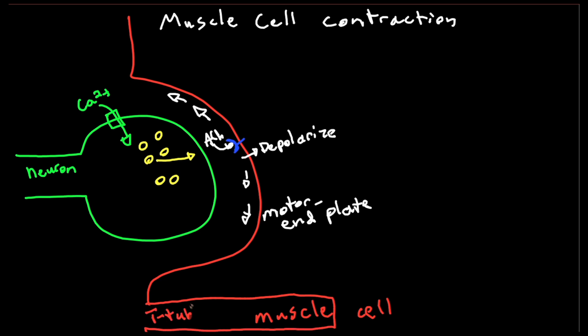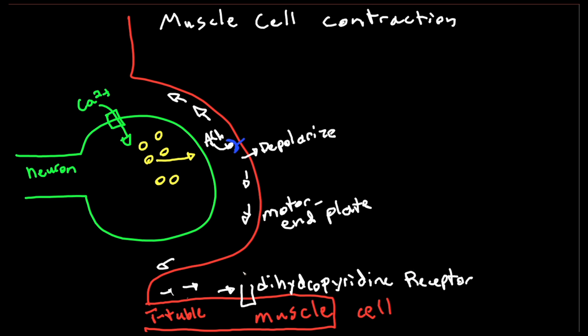And then the action potential will continue cruising all the way down this T-tubule, and it'll hit a receptor, and this receptor is called a dihydropyridine receptor. We can actually just pretend that's it right there. So it'll hit this right here, and then it'll cause a conformational change in this, which will cause a conformational change in another receptor. Let me draw that. We can do it in green.